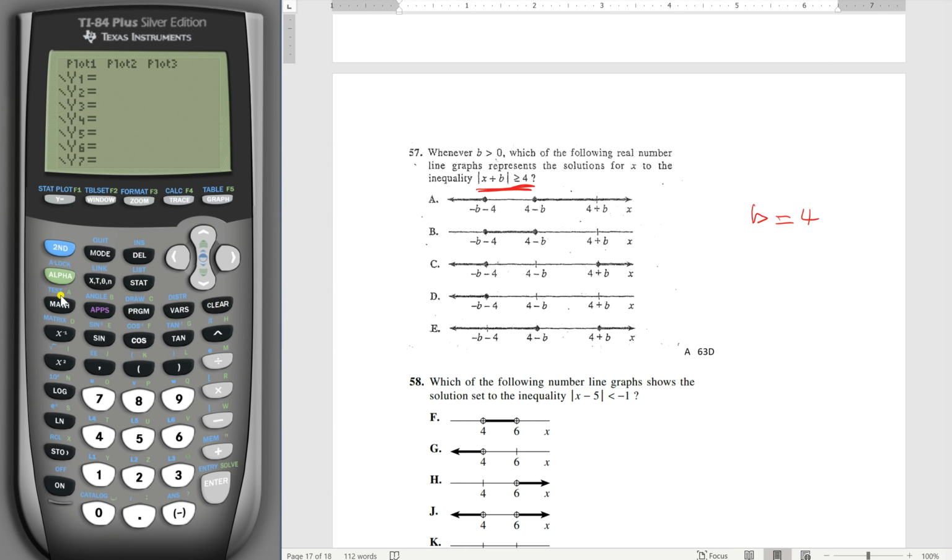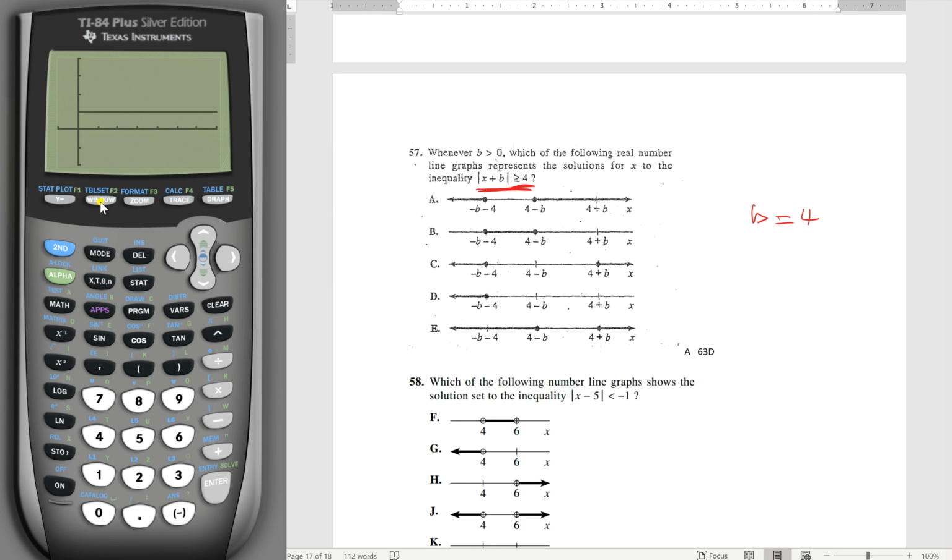We'll do math, number, pick one for the absolute value, and we'll put in x, because it recognises that, plus 4. And we'll hit right arrow to get out of the absolute value brackets. Come over to second, math. This time I'm just going to hit 4 to get the greater than or equals to sign, and then hit 4, and then let's see what it graphs out.